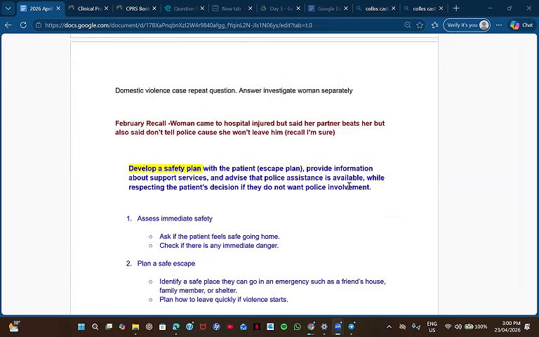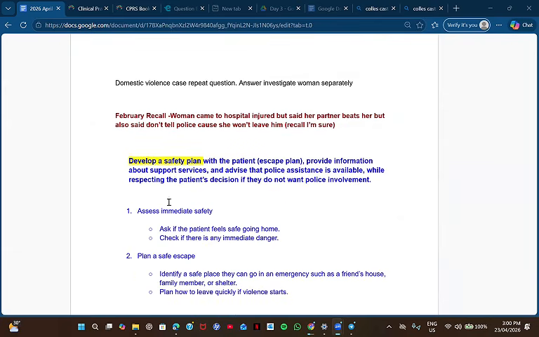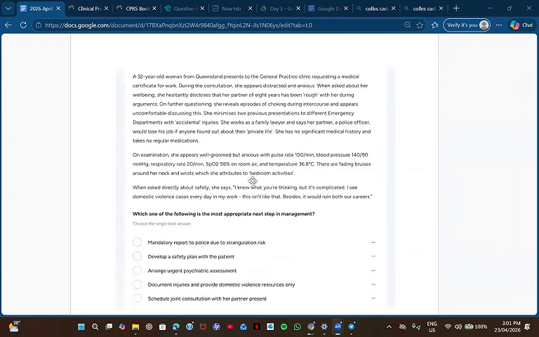Yeah. I hope everything is clear. I don't know why the answer says investigate women separately. This is not a proper answer. So if there is a domestic violence scenario in the question, follow these things. That's all. Everything is here. You don't need to think about any other thing. Just follow this. Okay.